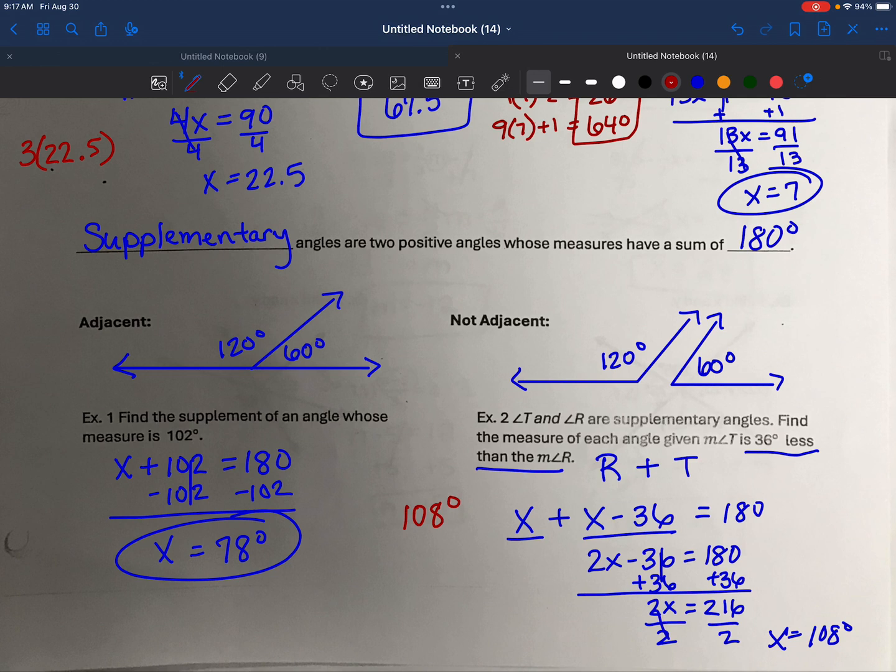Now, do I need to plug that back in for just x? No, right? I know my first value here is just going to be 108. How do I find my second value? 108 minus 36. Okay. What is 108 minus 36? 72. Good.